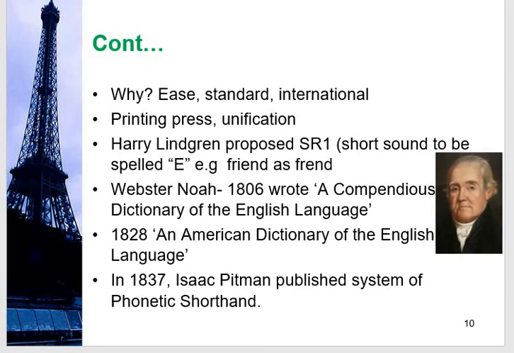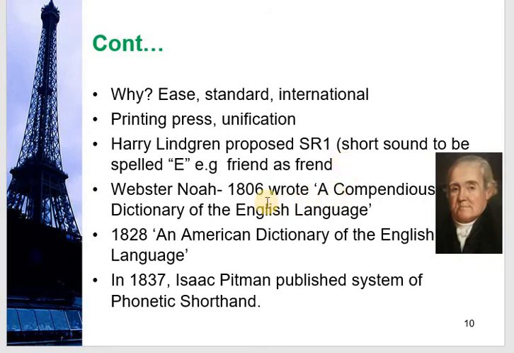The printing press played a vital role in spelling reforms and simplification, because the printing press has a die system in which one word should have one spelling. So they had to standardize spelling. Samuel Johnson's dictionary was also a step towards spelling reform and standardization of language. Harry Lindgren proposed SR1, the short sound to be spelled E, friend as FREND. This was an effort to simplify spellings.